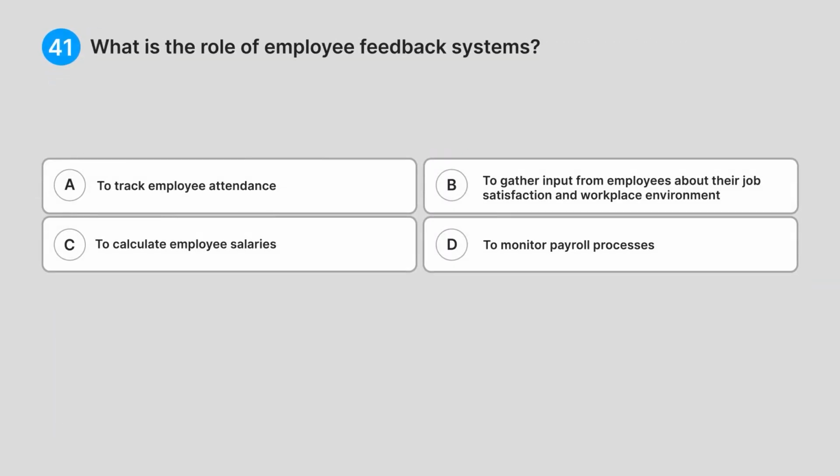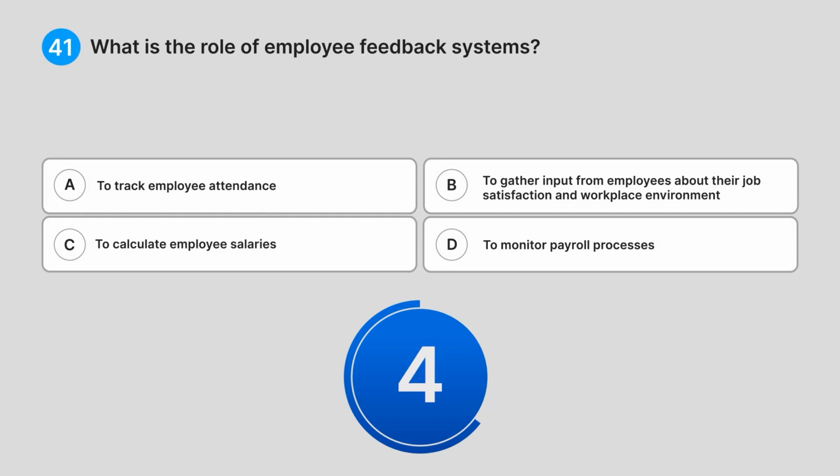41. What is the role of employee feedback systems? A. To track employee attendance. B. To gather input from employees about their job satisfaction and workplace environment. C. To calculate employee salaries. D. To monitor payroll processes. Can you guess the answer?